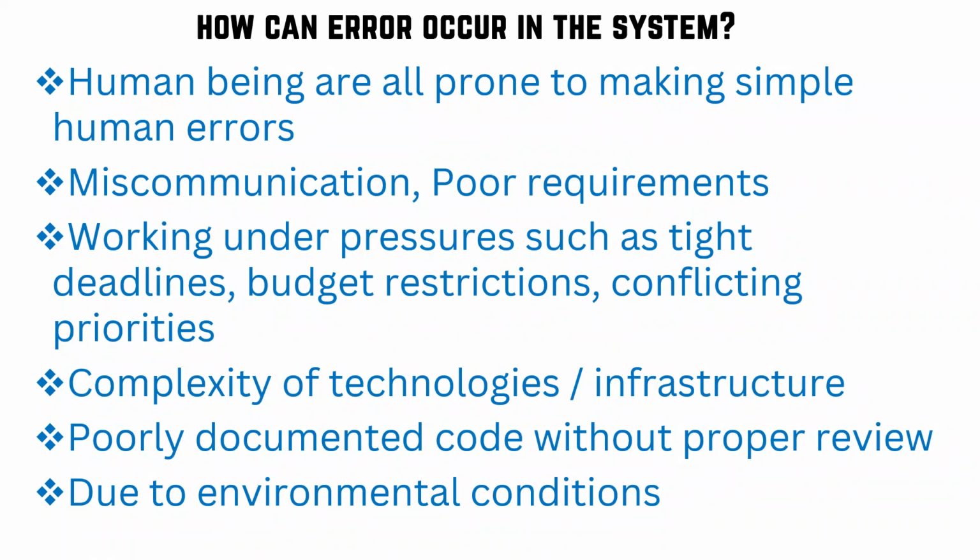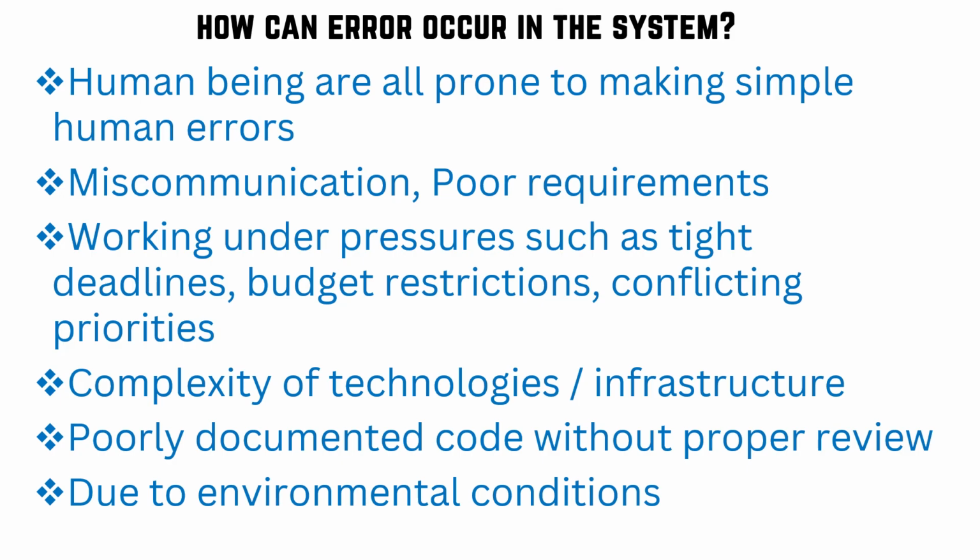Working under pressure such as tight deadlines, budget restrictions, conflicting priorities. Sometimes we are working under tremendous pressure, we have to fulfill the deadline at any cost, instead of so much delay, right? There are conflicting priorities. Some persons are working on other priorities, or a couple of different sub projects. So this is another area where error can occur. Sometimes the complexity of the technology or the infrastructure is high, which the team is not able to understand. So this is also one of the ways error can come into the system.